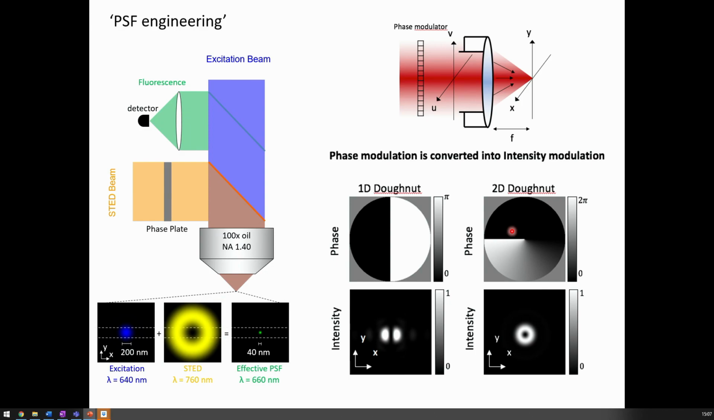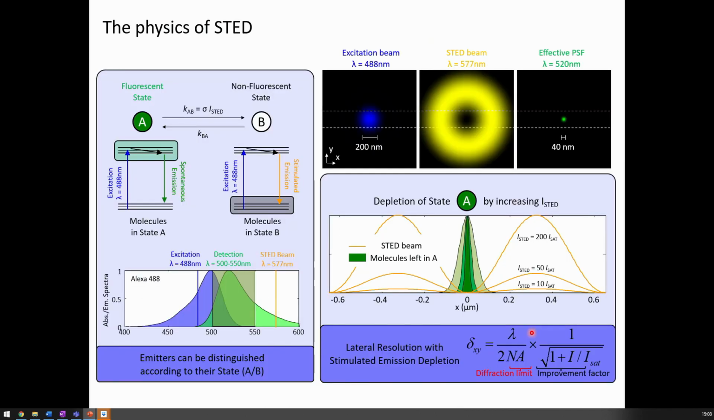So why does this phase plate, when you focus a laser beam through a lens like that, generate a donut like that? That's symmetric in X and Y. So if you think about that, if you know how this thing here works, then you also know how this thing works and why you get that donut. So it's a very simple device. You just have to align it very accurately so that the donut, the 0 in the middle, sits exactly above the peak of the excitation PSF. So here you see what happens.